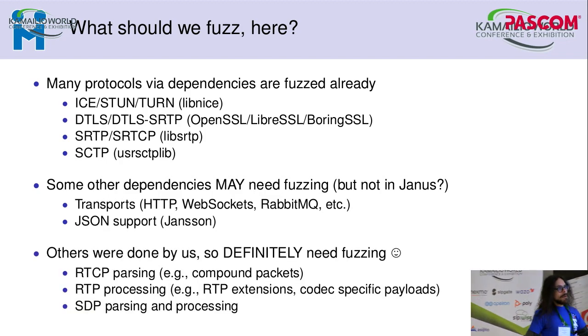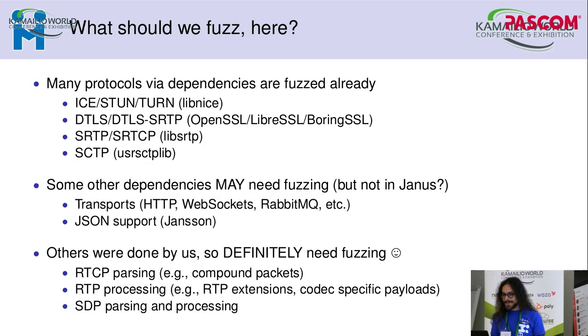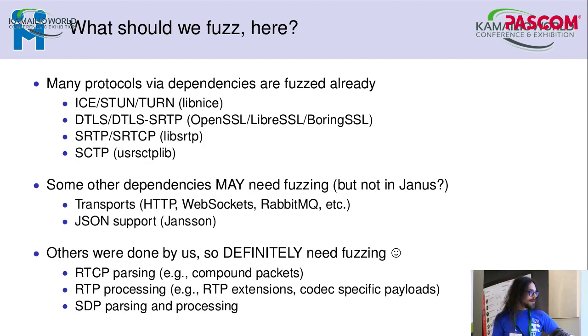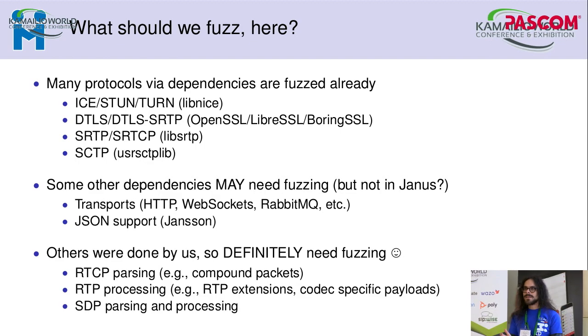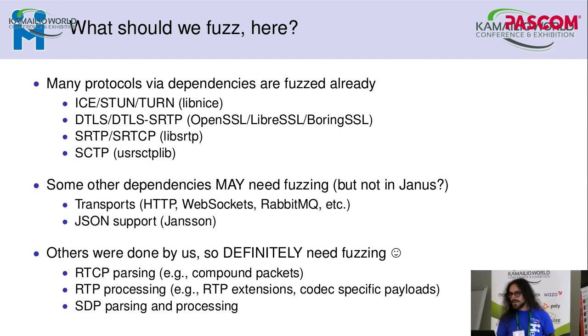Others were done by me, or at least by us, so they definitely needed fuzzing because I don't trust my code, so nobody should trust their own code. In fact, it was most importantly the RTCP parsing, RTP processing, so any kind of extensions or codec-specific payloads, so anything that actually traverses an existing packet to do some elaboration, and also SDP parsing and processing, which we rewrote ourselves for our own needs.